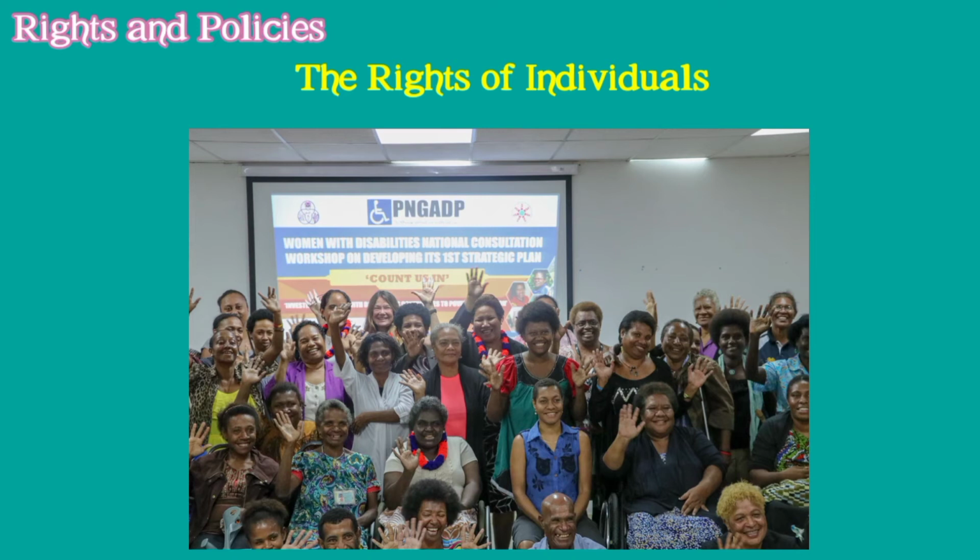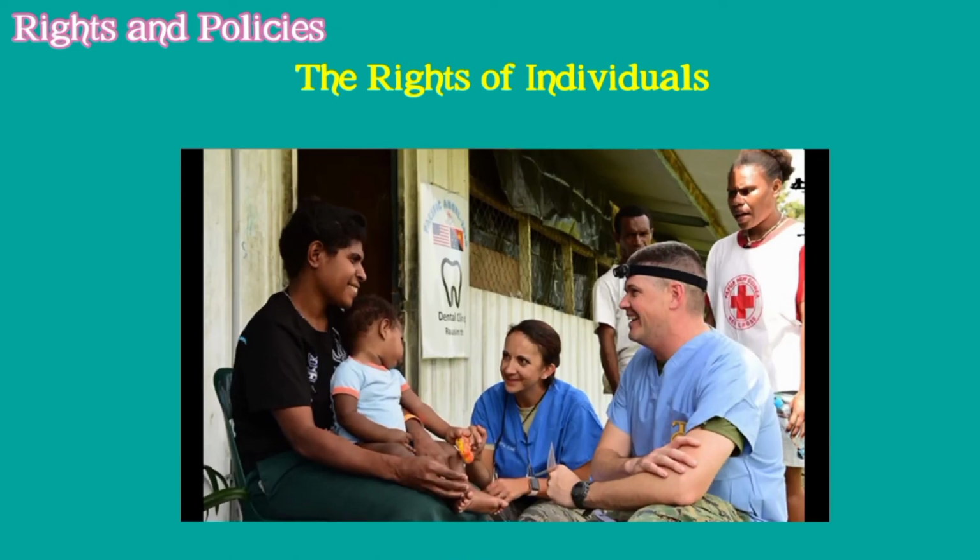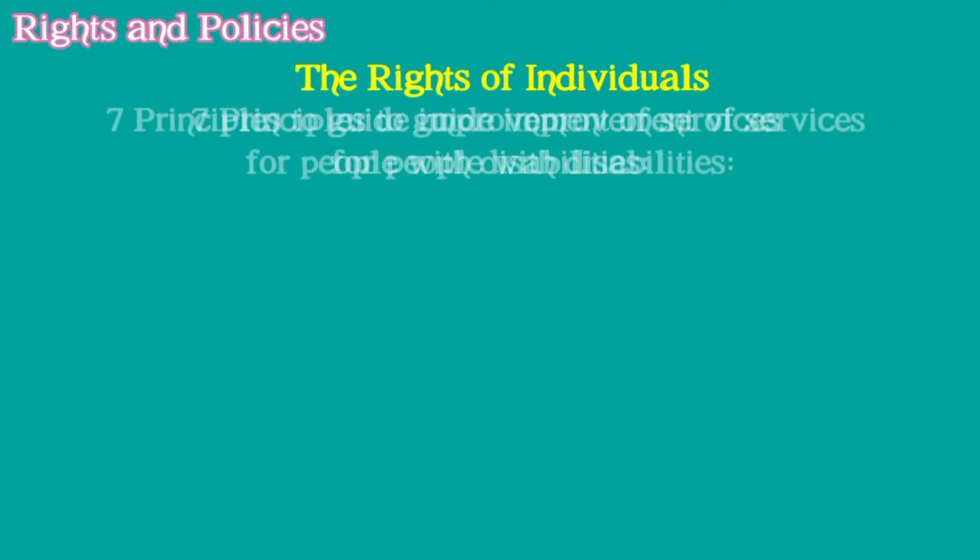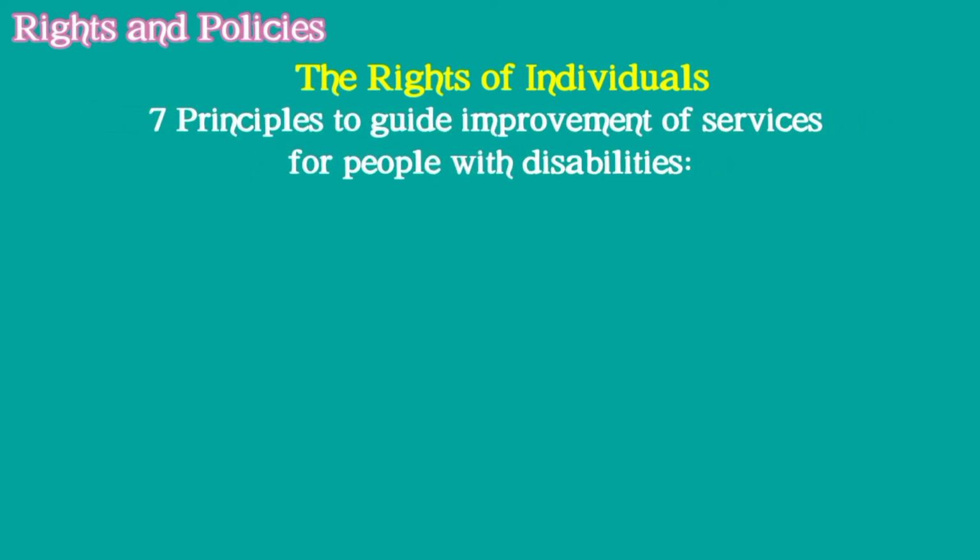A typical example of how governments have responded to the principle of normalization and increased advocacy on the part of people with disabilities is the Australian government's Statement of Directions for Services for People with Disabilities, announced in 1985 by the Australian Commonwealth Office of Disability. This statement declared 7 principles to guide improvement of services for people with disabilities.